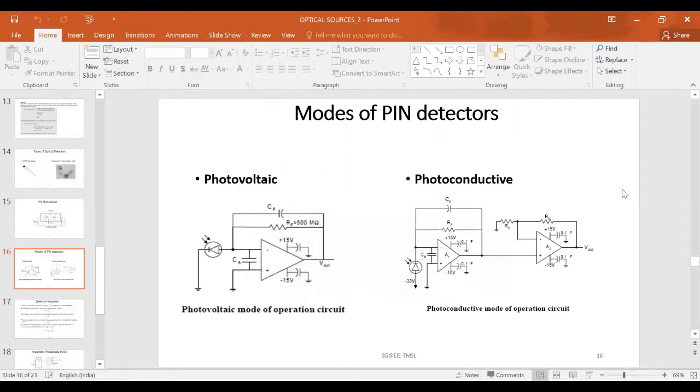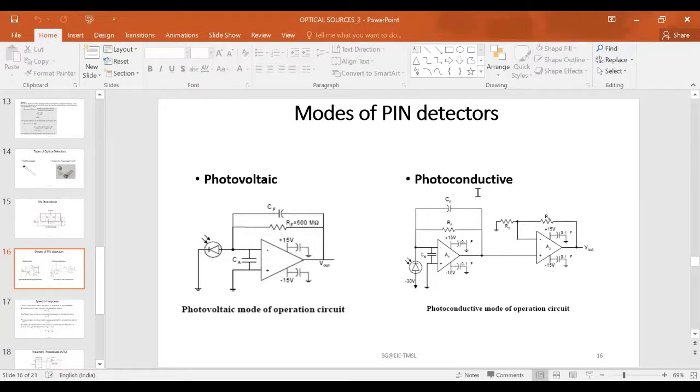So there are two modes in the pin photodiode. One is the photovoltaic mode, another is the photoconductive mode. Now in photovoltaic mode, no bias is applied to the detector. In this case, what happens? The detector works very slowly, and the output is approximately logarithmic of the input light level. Real world fiber optic receivers never use this photovoltaic mode.